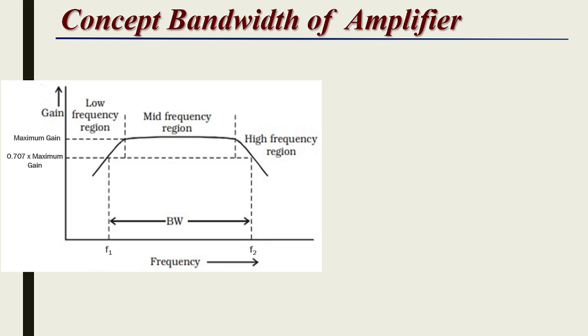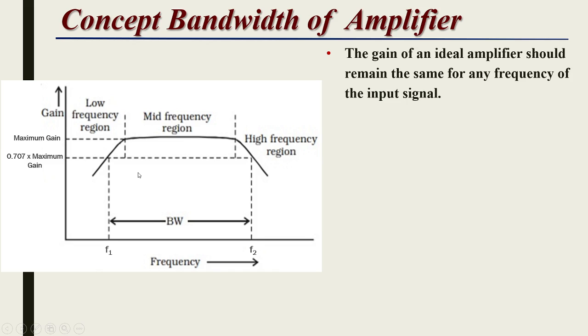Again, the very important concept related to this amplifier is the bandwidth, and this figure shows the frequency response of the amplifier. So here this is a graph of input signal frequency versus the gain or output voltage. We can say this can be represented as frequency versus output voltage, or it can be represented as frequency versus gain.